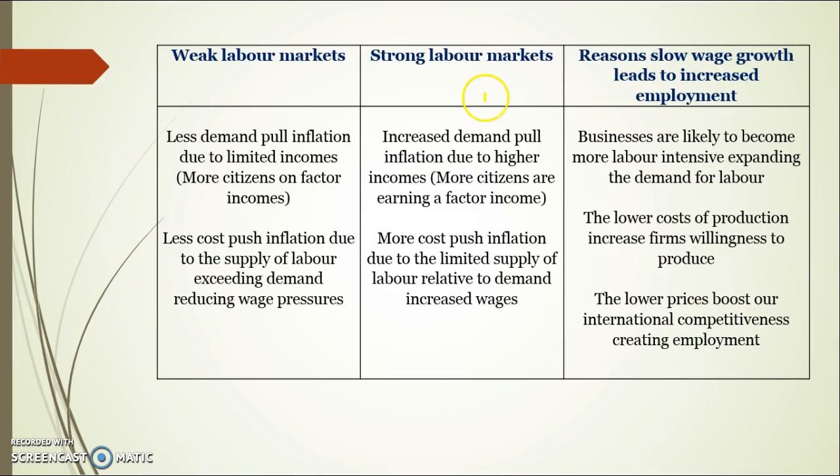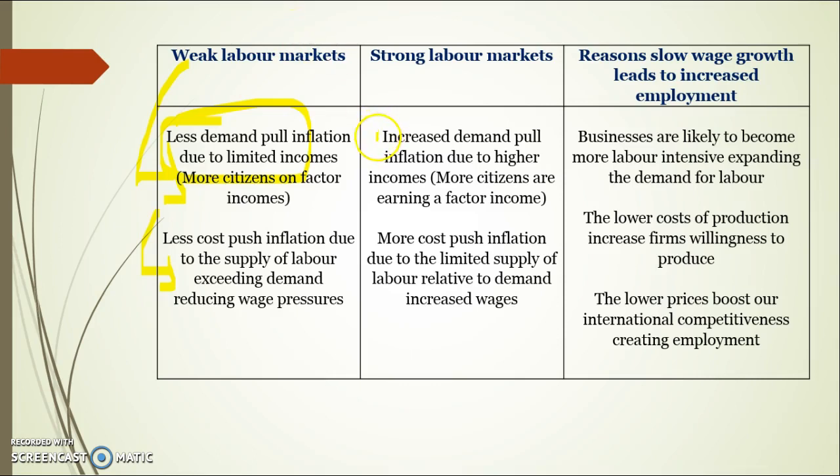A couple of things, again, when you're looking at weak and strong labour markets, weak labour markets lead to both less demand pull and cost push inflation. So demand pull inflation goes down because people don't have much money. There's limited incomes, limited factor incomes, and therefore less spending and less demand pull inflation. And cost push inflation goes down because wages generally go down, because the supply of labour exceeds demand, and also because there is increased productivity. That stems from the fact that people work harder because they're worried about losing their job.